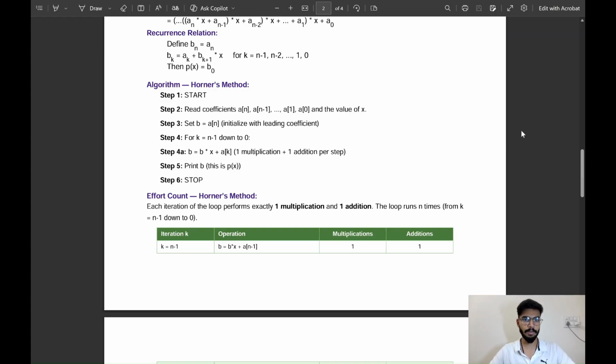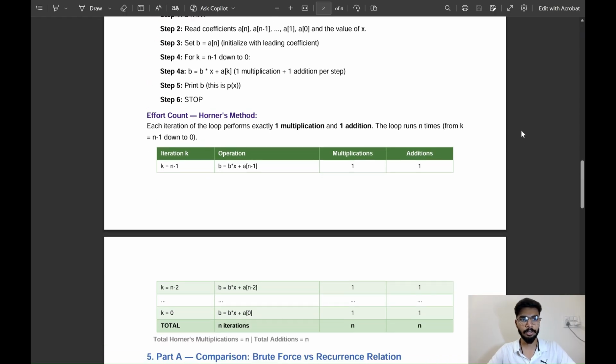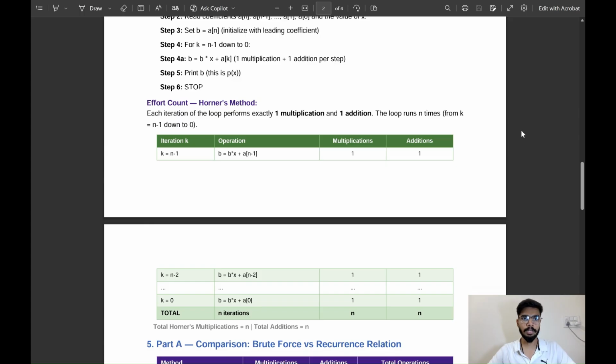This is our p of x, and that's it. Step 6, we will stop. Okay, now the effort count: we will see it for Horner's method.